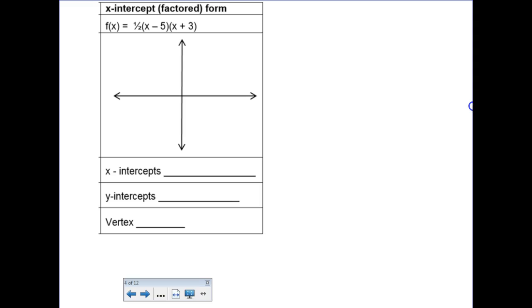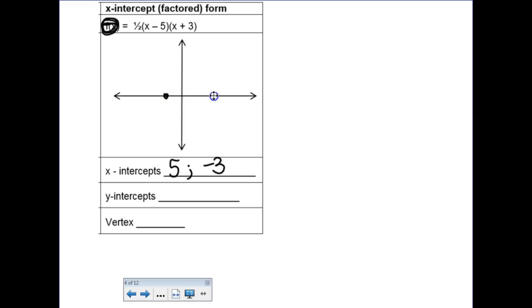So this is one of those moments in math where you're like, why did they call it x-intercept form? Because you can see the x-intercepts. It's already factored. So if you were to solve, now the half is doing nothing, so it can just divide out. But the two solutions that you get are your two x-intercepts. So we get x equals 5 and x equals negative 3.